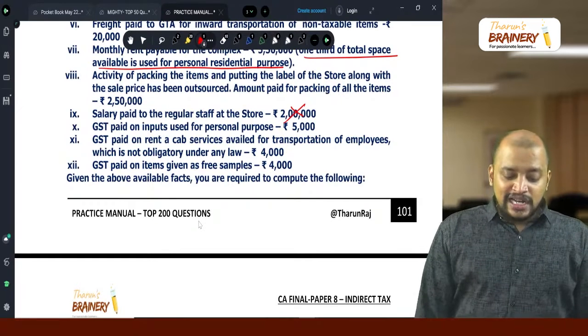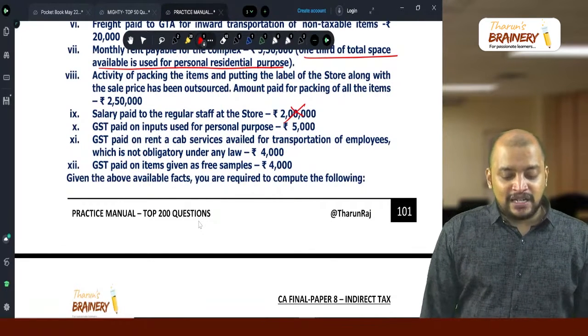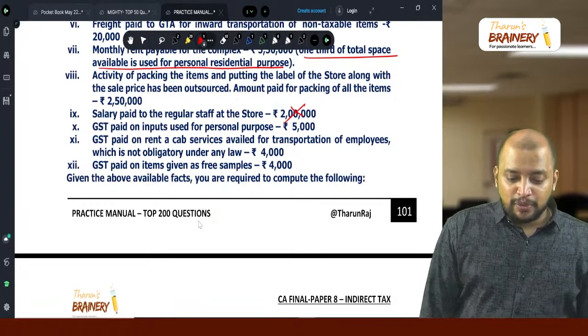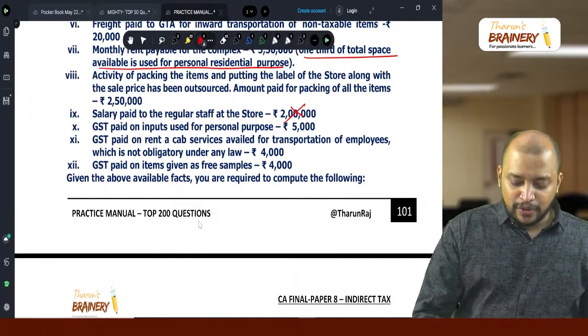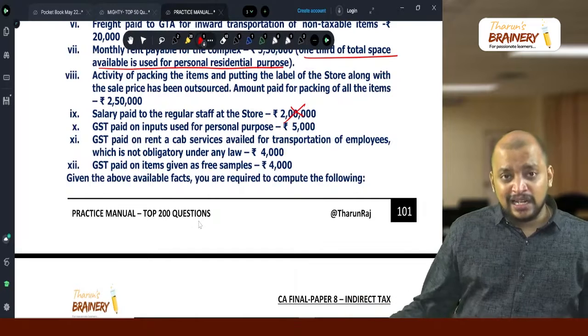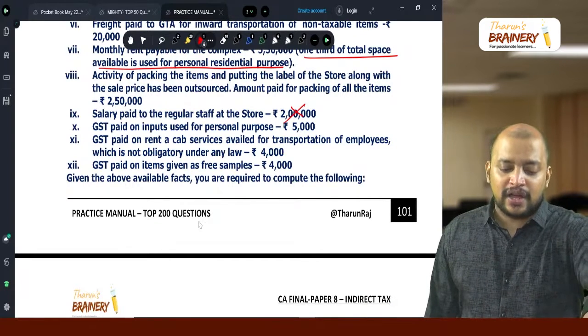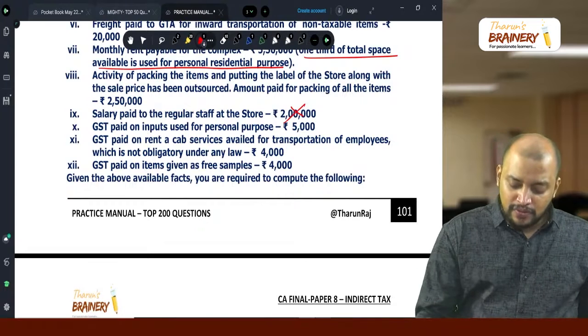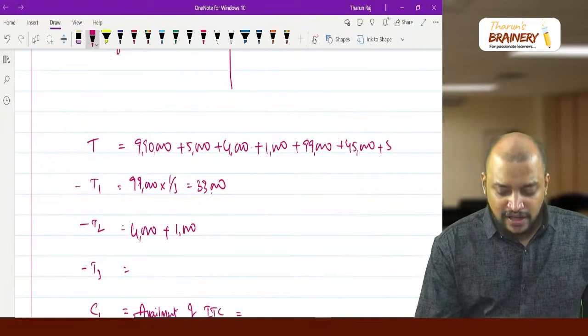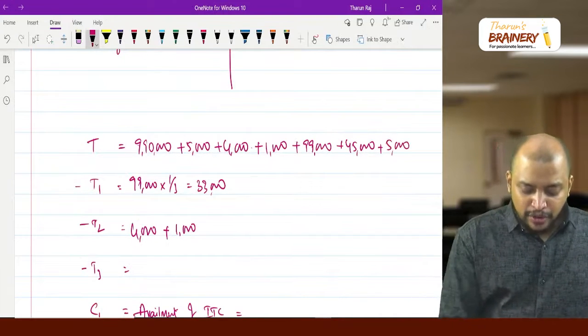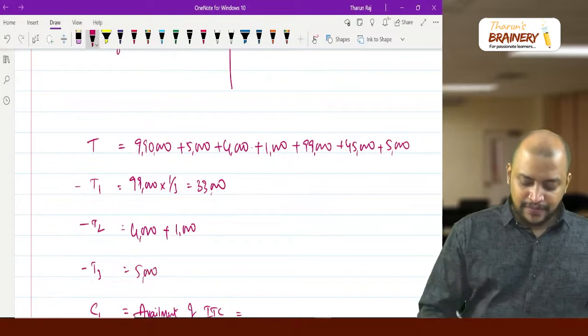Then GST paid on inputs used for personal purpose. First we will put it under T, and personal purpose is actually blocked credit. Okay. So therefore what we need to do, first take 5,000 under T, then put it under block credit 5,000.